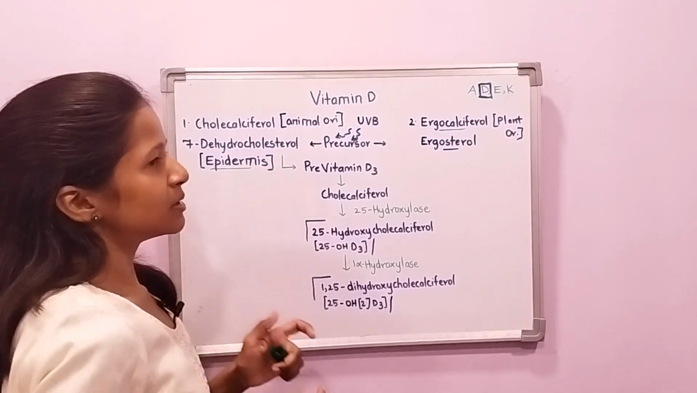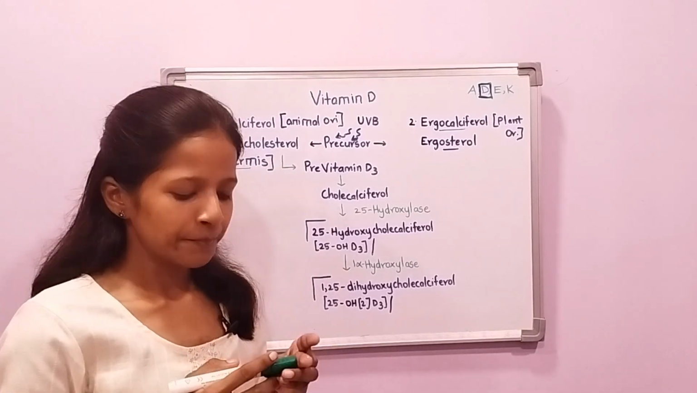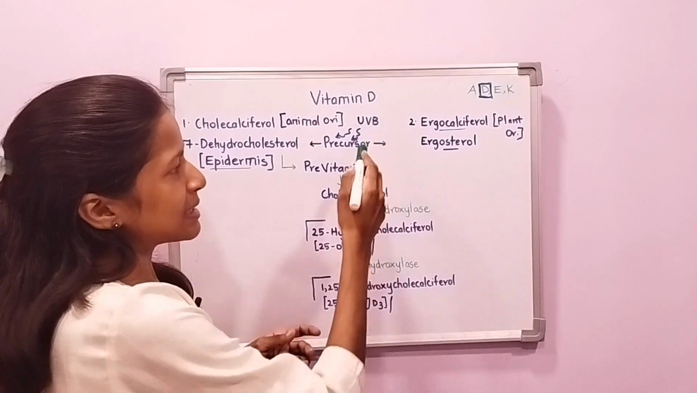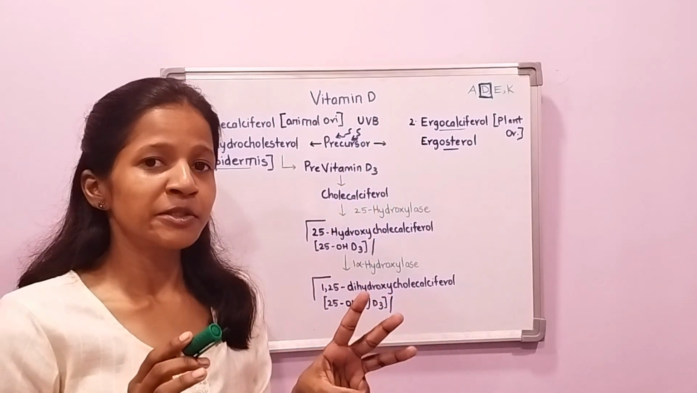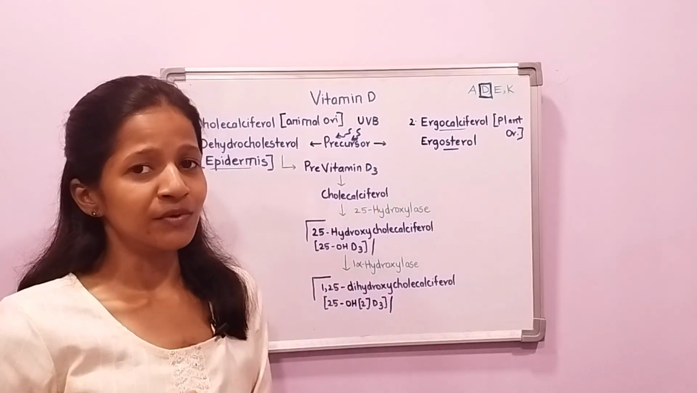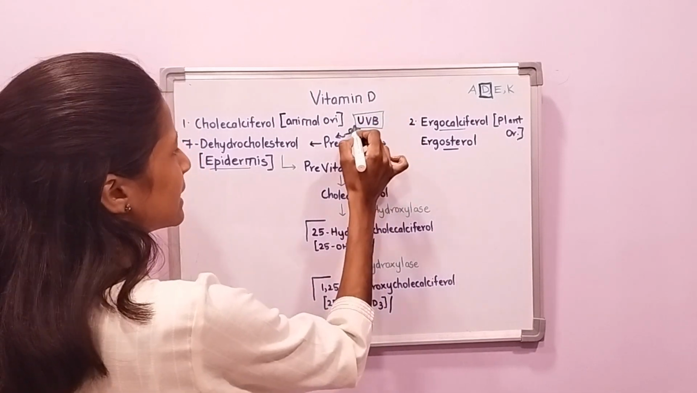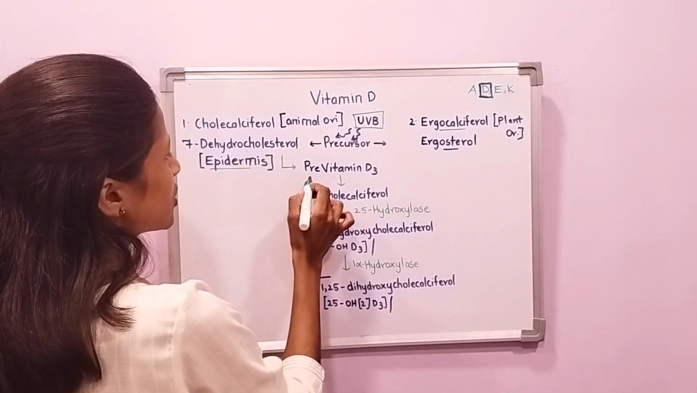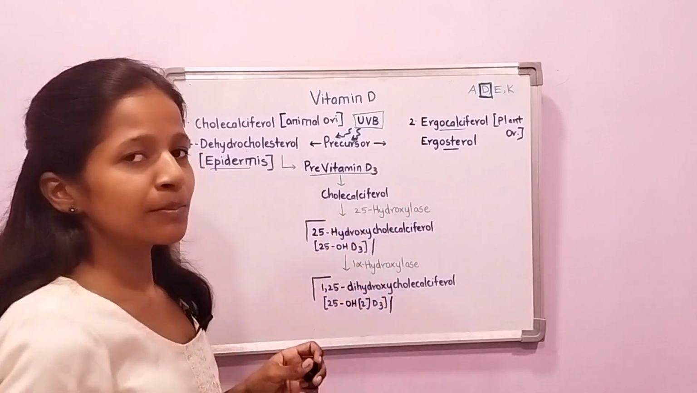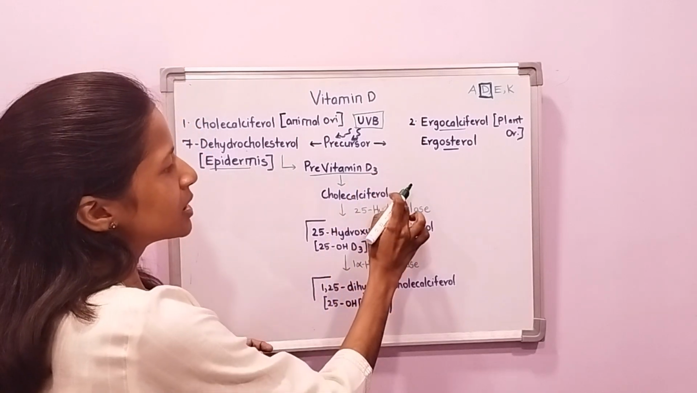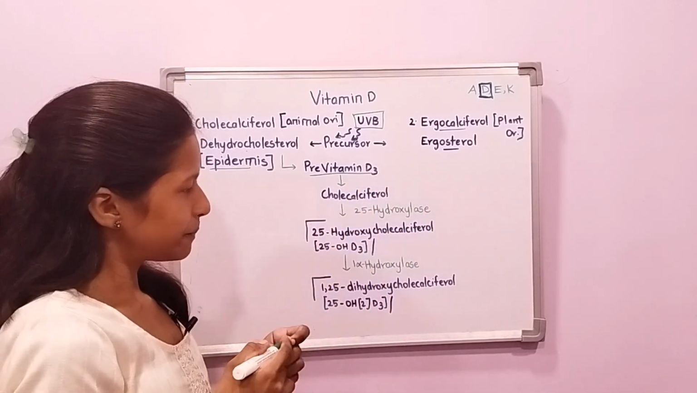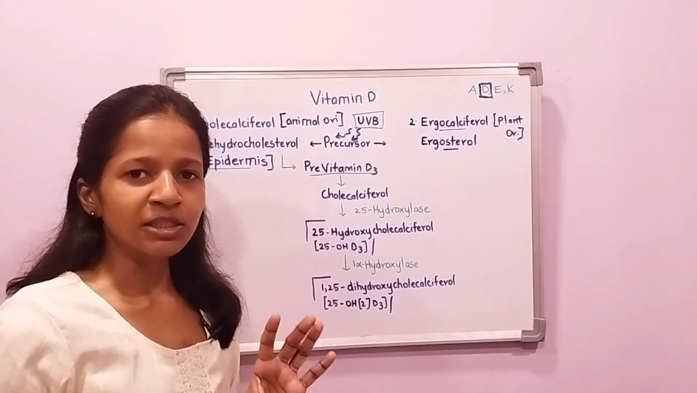7-dehydrocholesterol is present in the epidermis of the skin, and when UVB rays are falling on the skin, there are three types of UV rays: A, B and C. Specifically, when UVB rays are falling on the skin, 7-dehydrocholesterol is converted to pre-vitamin D3, which is further converted to cholecalciferol. But this is still not in the active form.